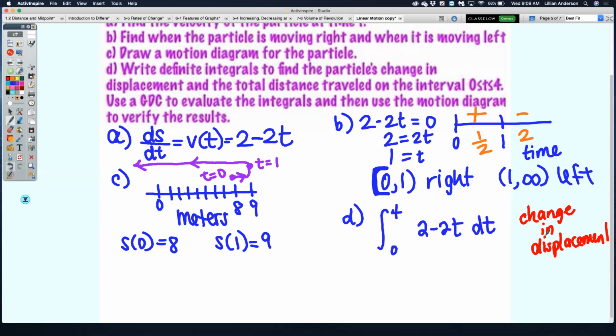But to find our total distance traveled, we would do the integral from 0 to 4 of the absolute value of our velocity function. We got the 4 from the bounds that were given to us. You just evaluate the first integral using s of t2 minus s of t1. Not on the interval from 0 to 4. We wouldn't be able to do that one.